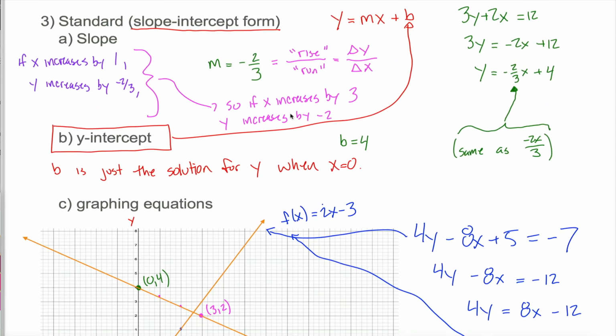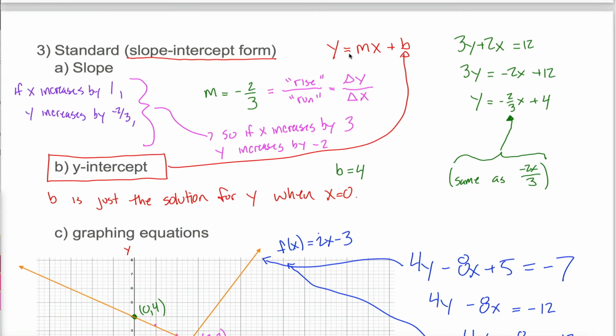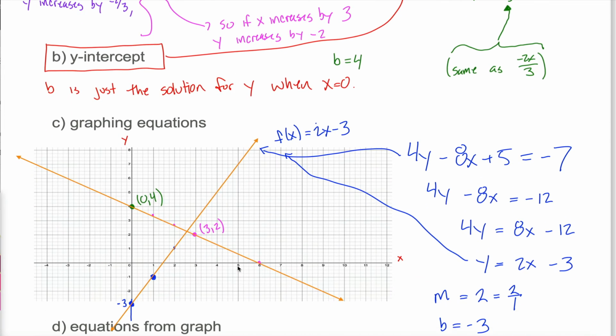There's a little bit of review on what's referred to as slope-intercept form, or y equals mx plus b form. It's going to be the standard way that we write linear equations, and it's going to be super useful in this class.